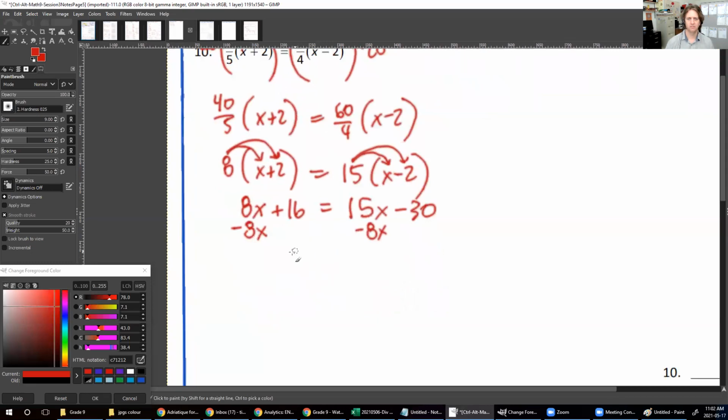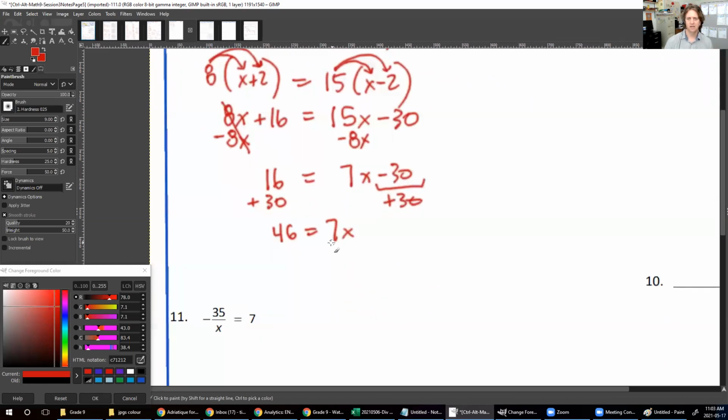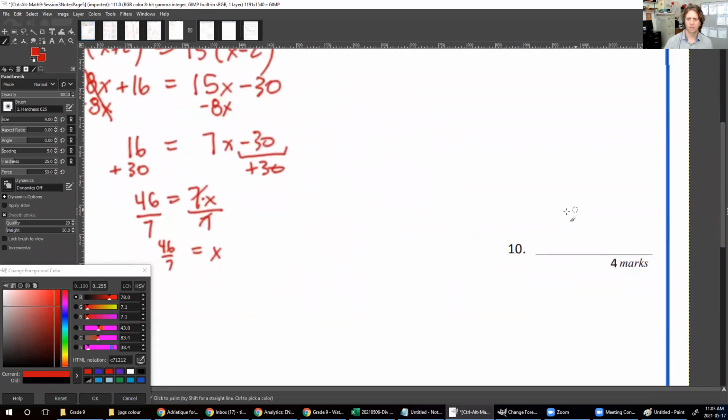Let me move this up a little bit. These will cancel to 0. So I have 16 is equal to 7x minus 30. Now I'm going to get rid of that by adding 30 to both sides. So I have 46 is equal to 7x. Thank goodness we don't have to do this in our heads. It's 7 times x, so we have to divide by 7, and x is going to be 46 over 7, because these cancel out. So x is going to be 46 over 7.